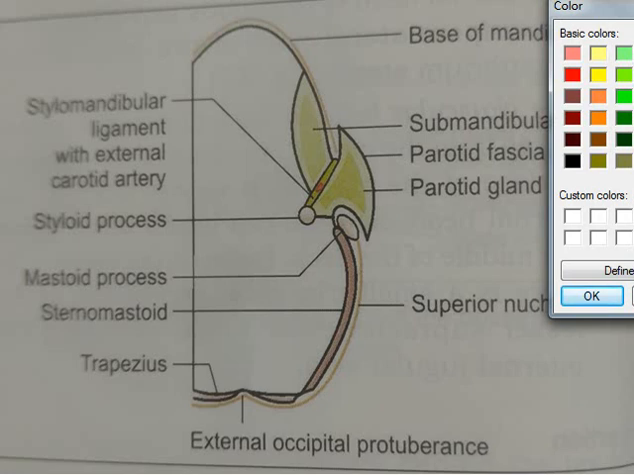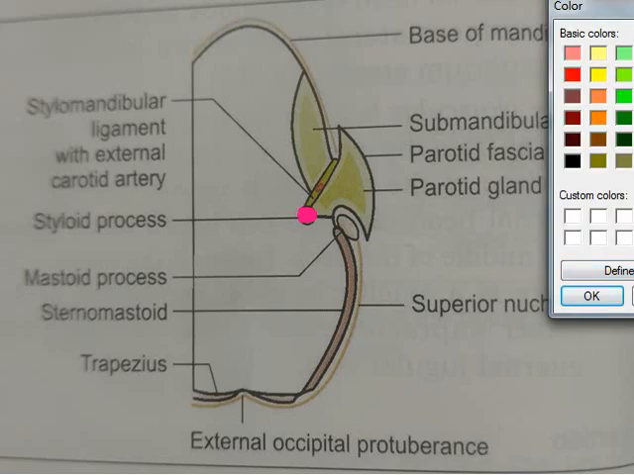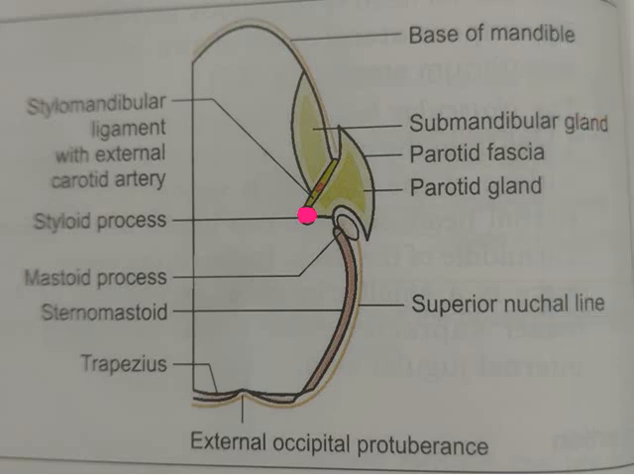So this is the styloid process, which is marked by red color, and the mastoid process we will mark by green color. This is the mastoid process, we have marked now by the green color. Understood? So from the mastoid process to the angle of the mandible, here it covers superficially the parotid gland.